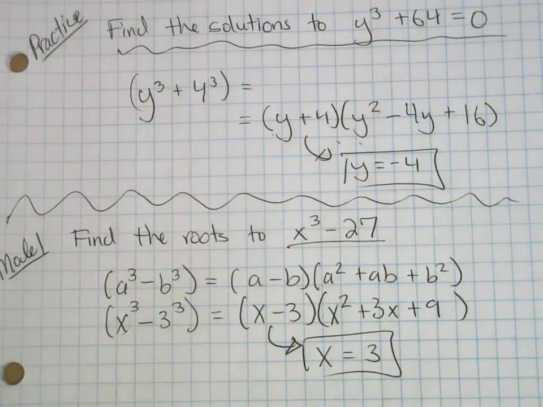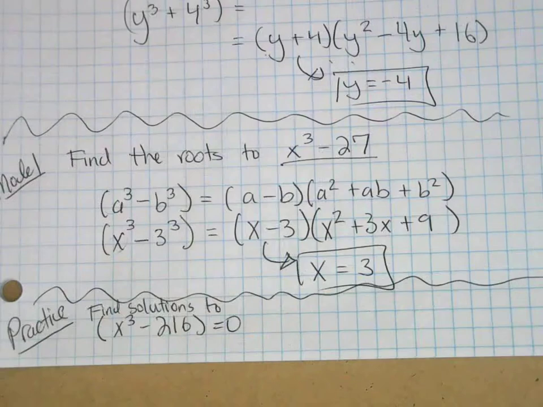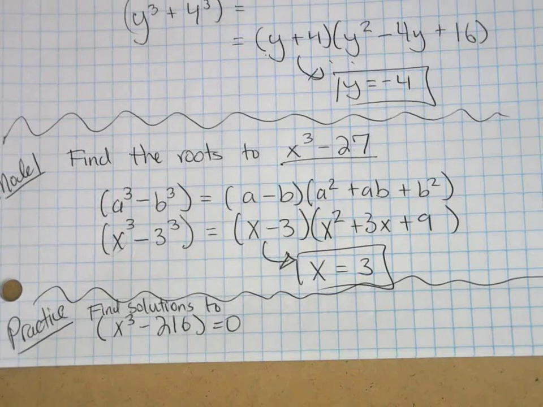This problem asks us to find the solutions. Yeah, you can read it. That's right. To x cubed minus 216. Yes, it's in the difference of cube sections. Yes, 216 can be written as a cube. Yes, you need to figure out which one. Good luck.